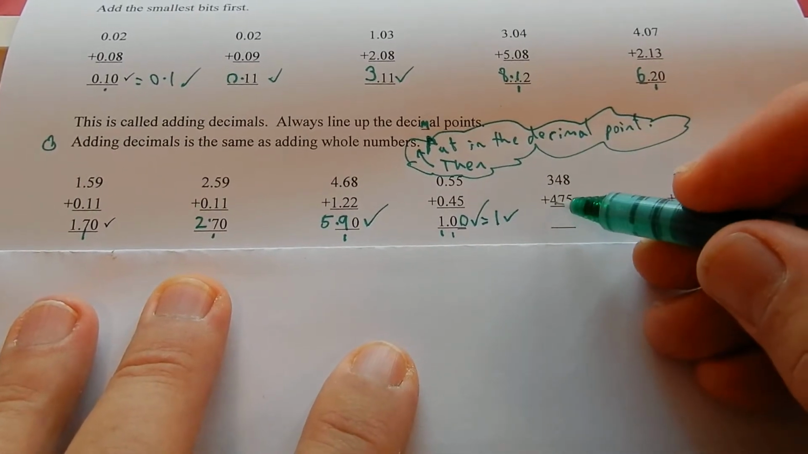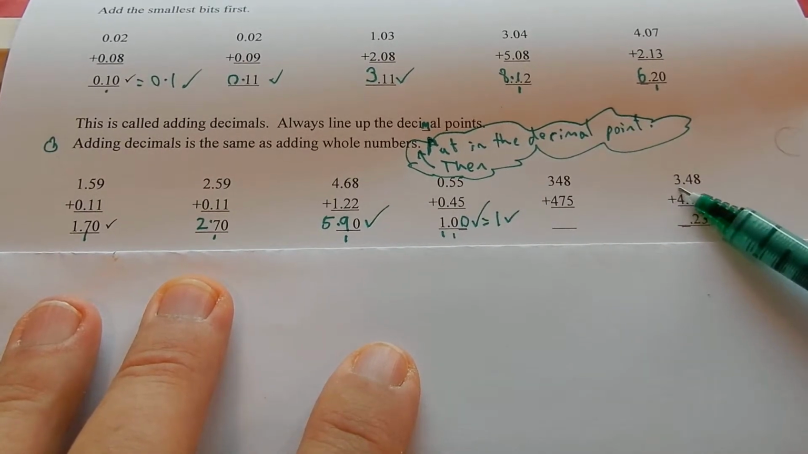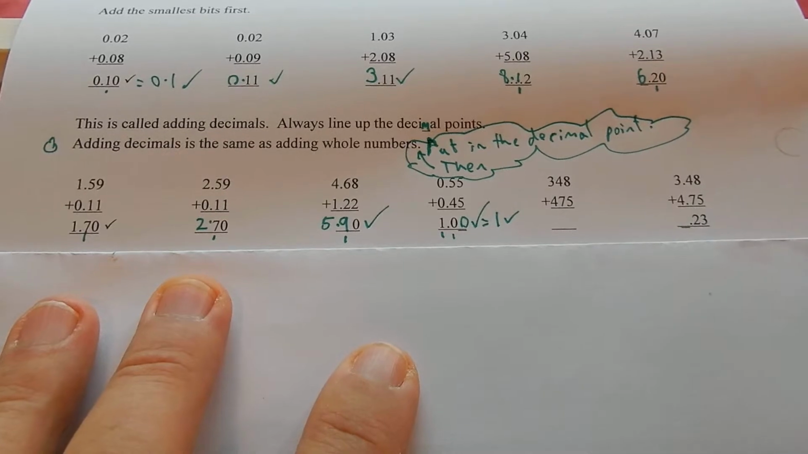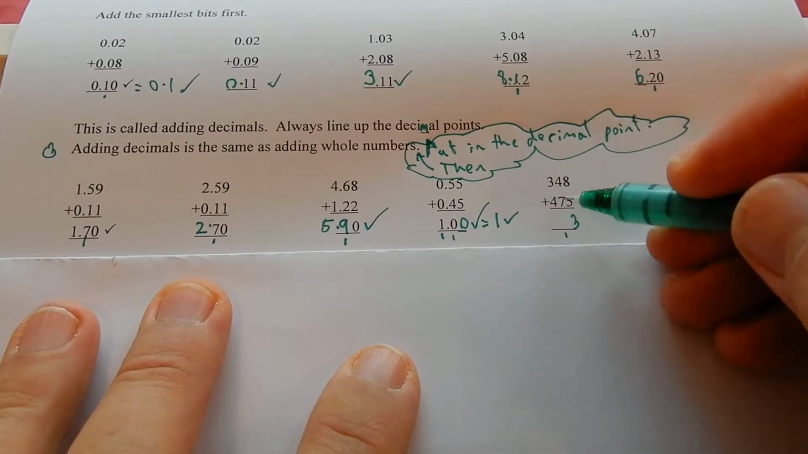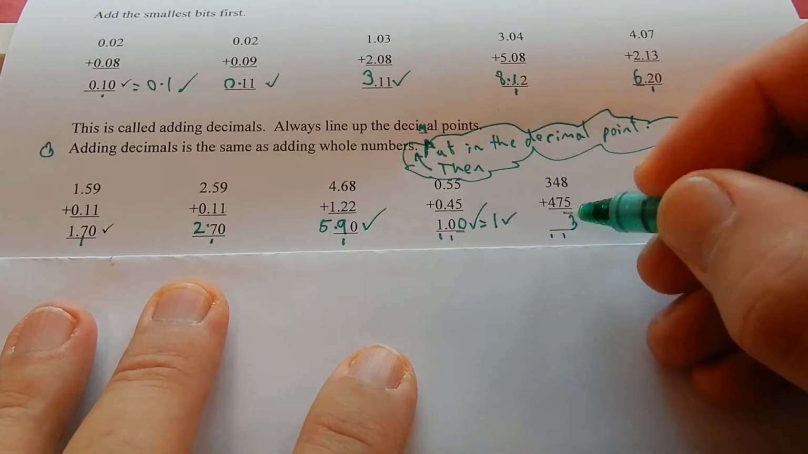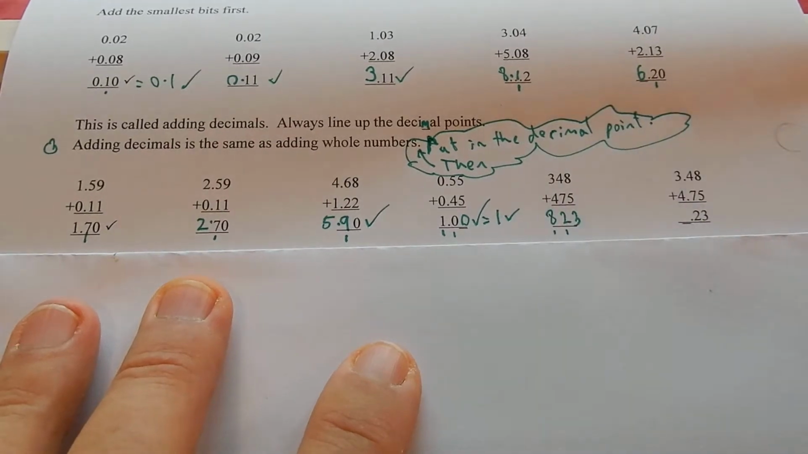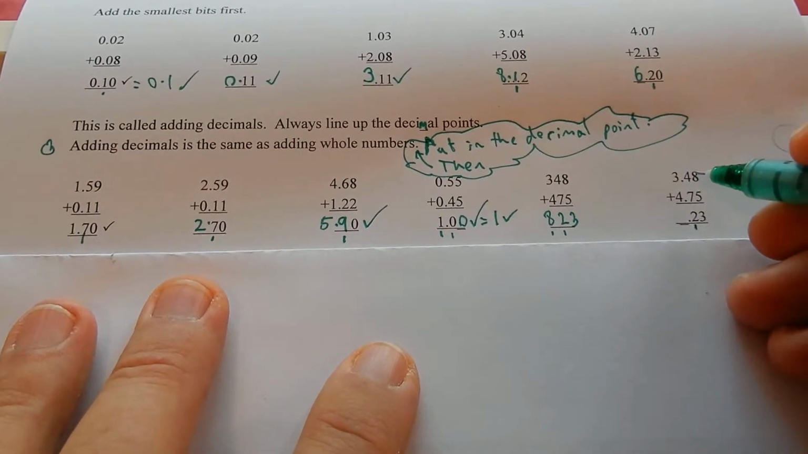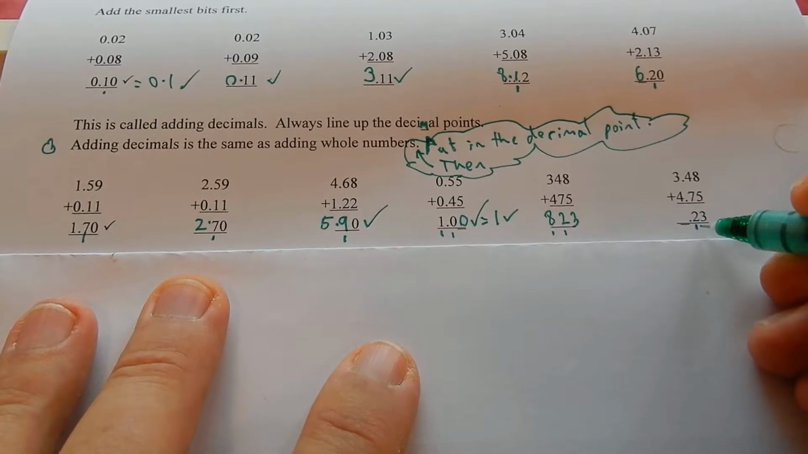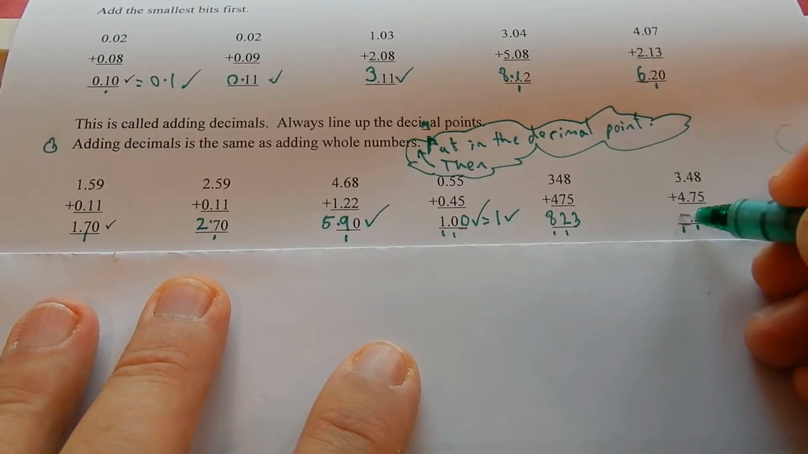348 plus 475. I'm using this just so you can see why 3.48 and 4.75 do the same stuff. 8 plus 5 is 13. 7 plus 4 is 11, 12, 1, 2. 3 plus 4 is 7, add 1 is 8. 8, 2, 3. 4 plus 7 is 11, plus 1 is 12, carry the 1. 3 plus 4 is 7, 8.